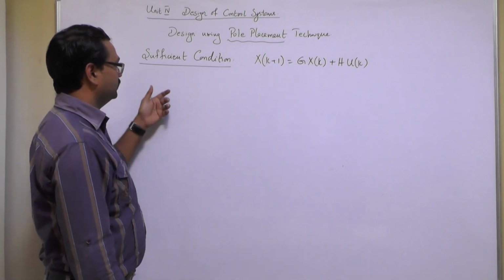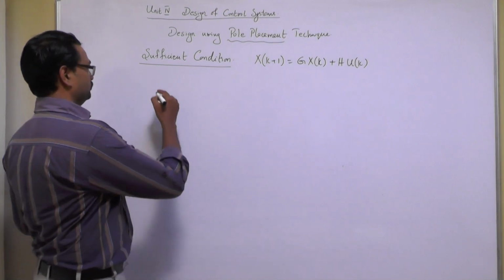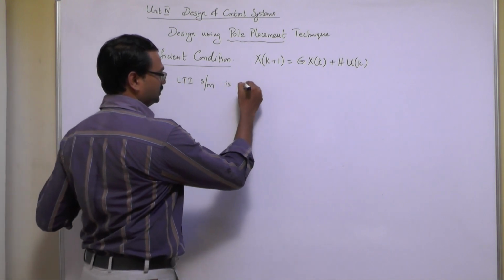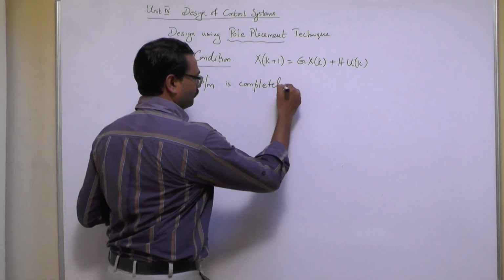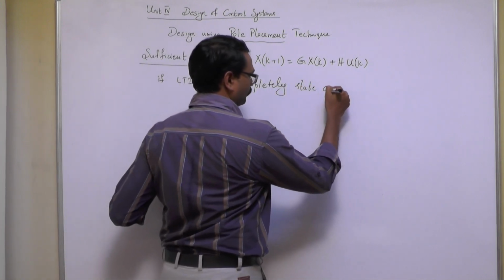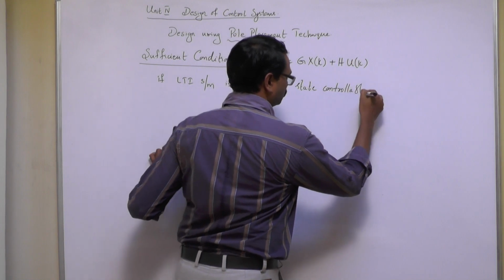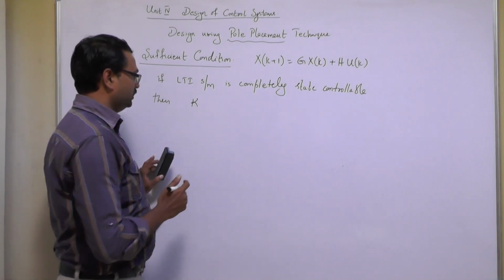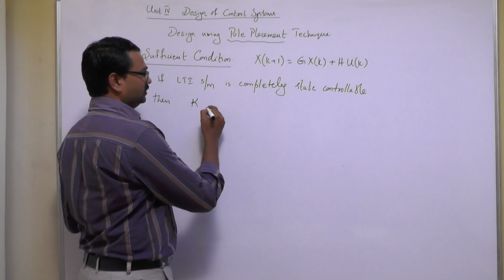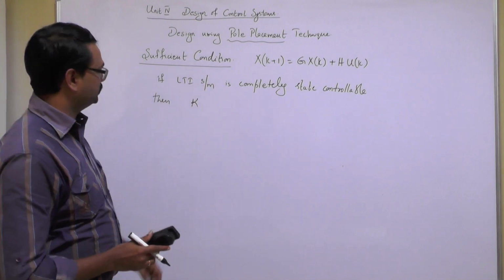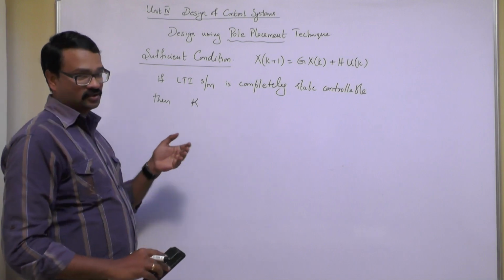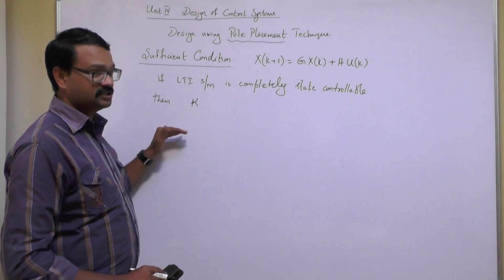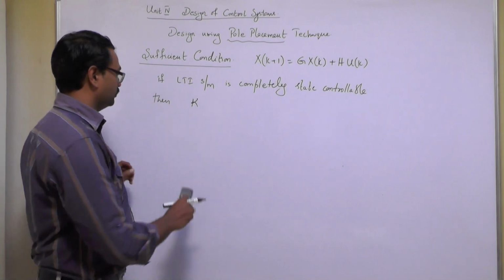The sufficient condition states that if the linear time invariant system considered is completely state controllable, then it is possible for us to determine a feedback gain matrix K to place the poles. So the necessary condition is that it should be completely state controllable, and the sufficient condition is that if the system is completely state controllable, then we are able to find K.